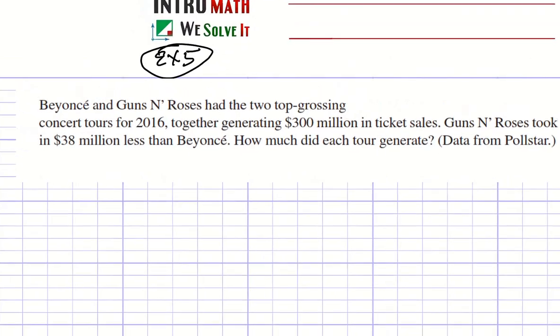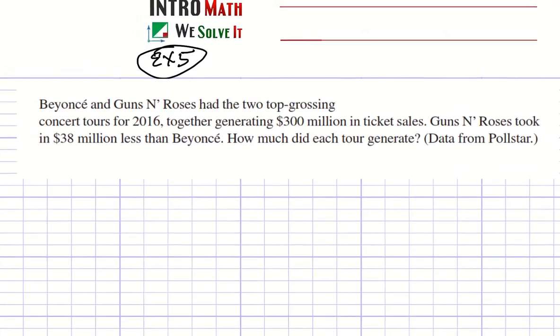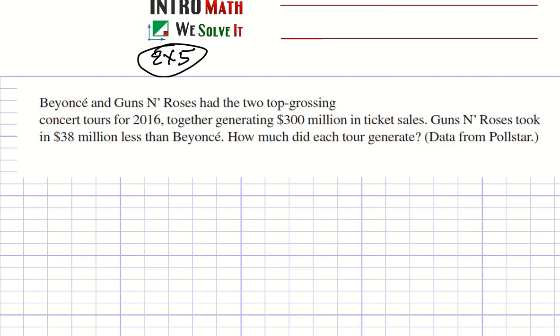I gotta shrink this a little bit, it's too long. It's about Beyonce. I gotta read that for you. It says that Beyonce and Guns N' Roses had 2 top grossing concert tours for 2016, together generating 300 million in ticket sales. Guns N' Roses took in 38 million less than Beyonce. How many did each tour generate?